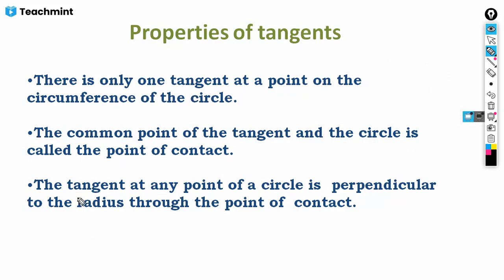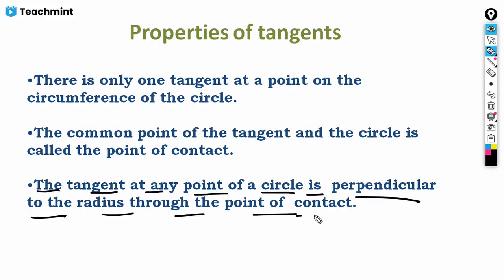Next property, the tangent at any point on a circle is perpendicular to the radius through the point of contact. You know what is this? This is the first theorem. This is our first theorem statement, which immediately after the completion of all the theoretical part I am going to tell you the theorem.